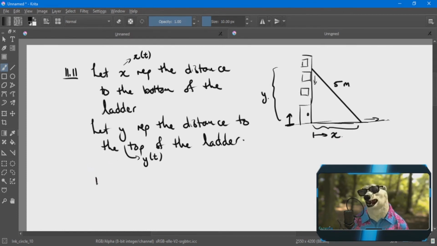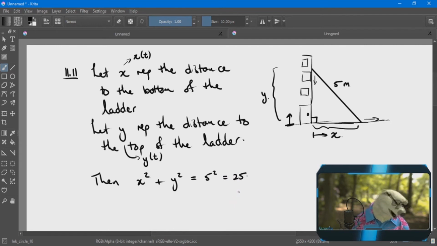We need an equation to connect these two variables. Now, we have a right-angled triangle here, which means x squared plus y squared equals 5 squared, or I can just update that to 25. The 25 is never going to change because the length of the ladder is never going to change. So again, we have a simple geometric formula or equation that gets us our starting point. But there are some things, geometry-wise, that we have to remember.